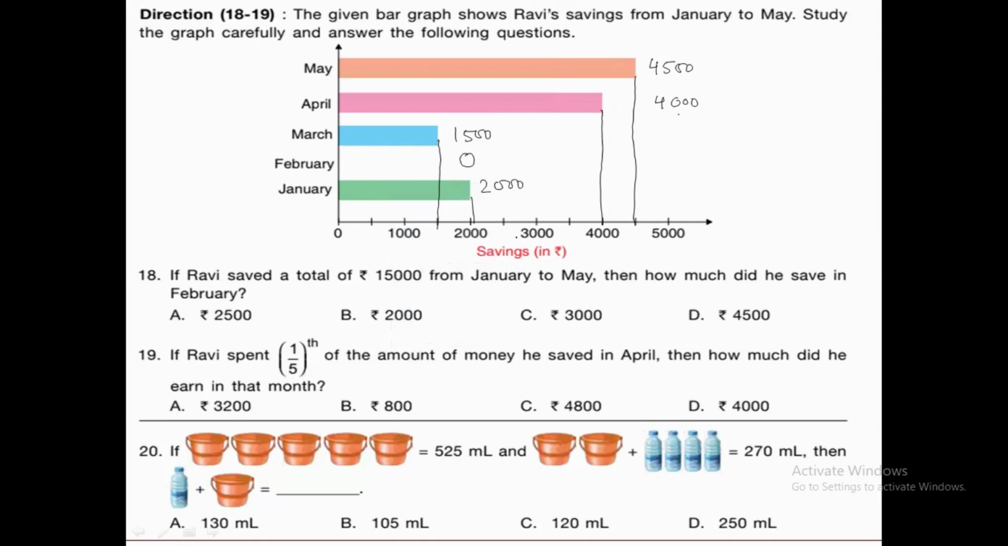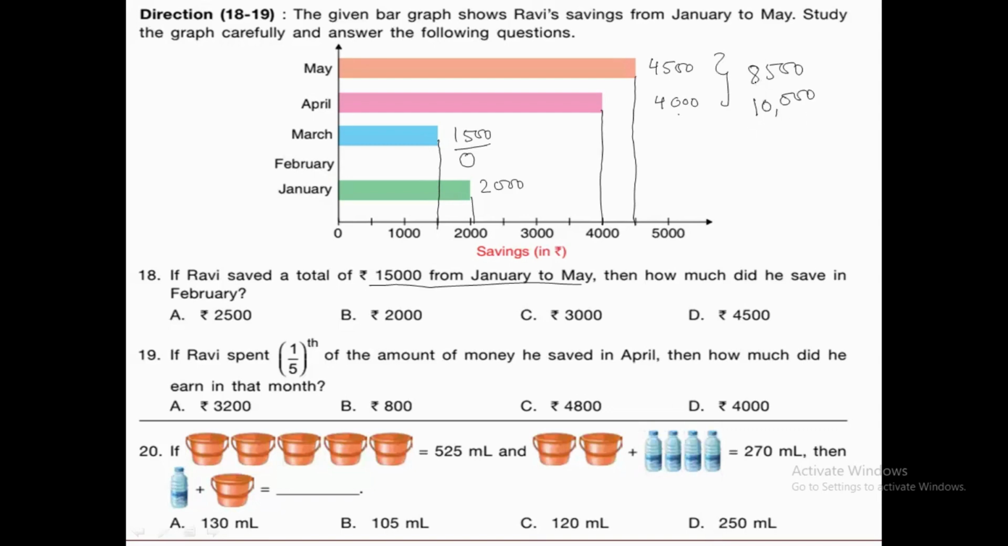Okay, now we need to go through the questions. Now the question is saying, if Ravi saved a total of 15,000 from January to May, then how much did he save in the month of February? Okay, the question is asking if he saved 15,000 from January to May. So what we need to do is add all the numbers given. Okay, let's add it. 4,500 plus 4,000 will give us 8,500. Okay, now 8,500 plus 1,500 will give us 10,000.